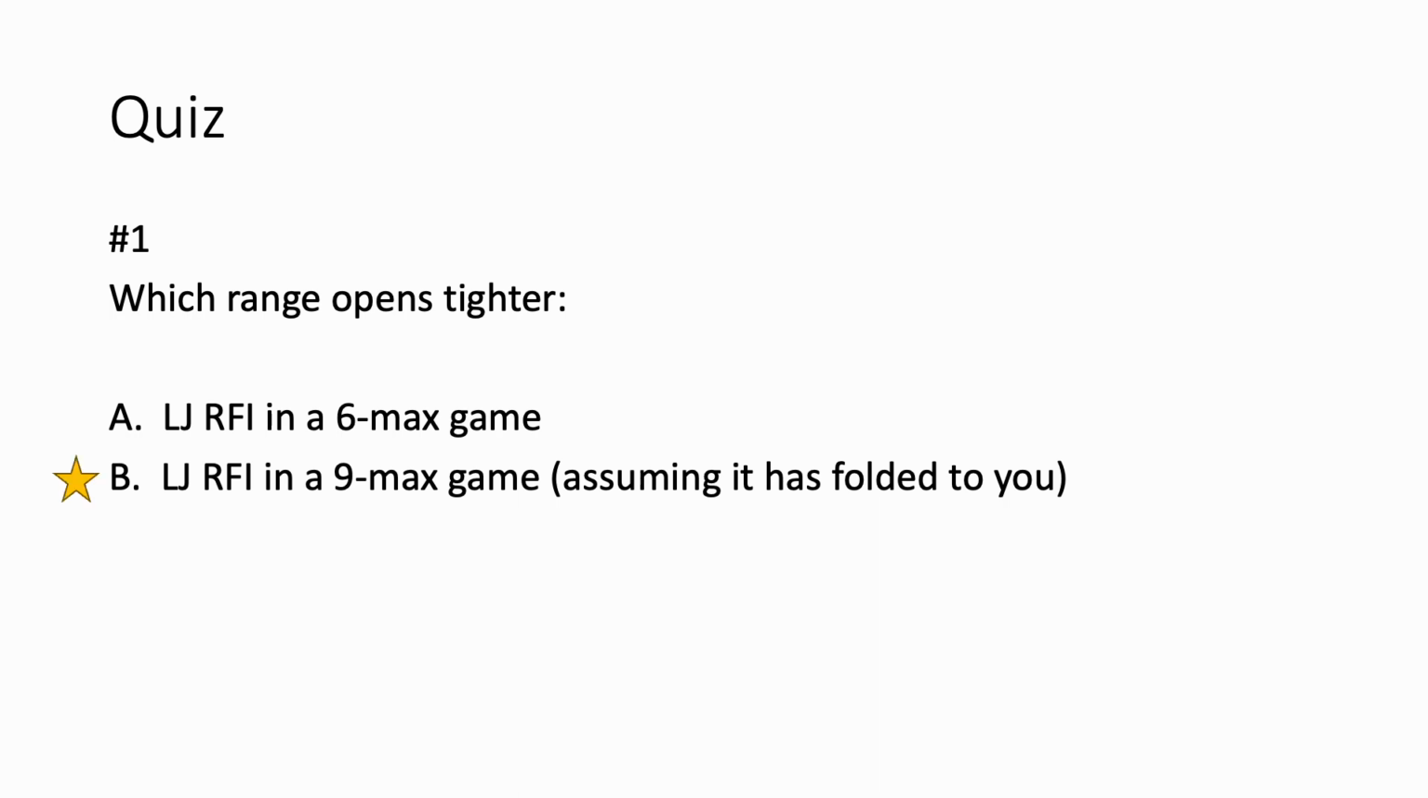Okay. The correct answer is a low jack raised first in the 9-handed game. The reason for this is there was 3 people that folded in front of us to get to our position in the low jack, meaning that the remaining 6 hands that haven't acted upon are stronger. And compared to the first example, there is no card removals yet because you're the first to act in a 6-handed game as a low jack.